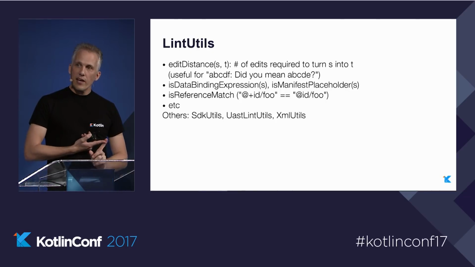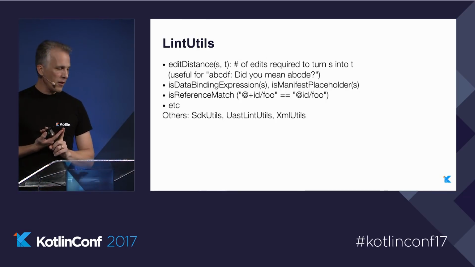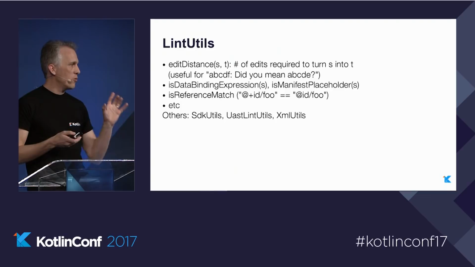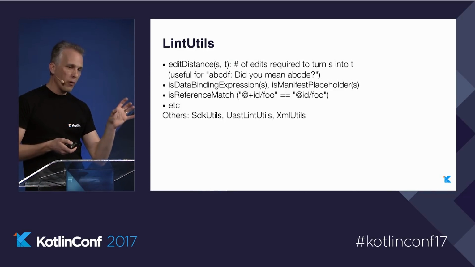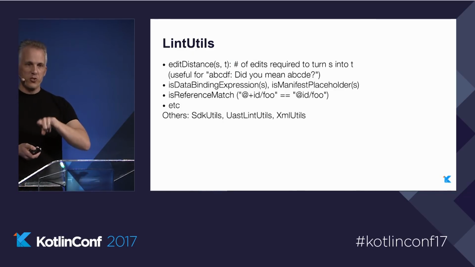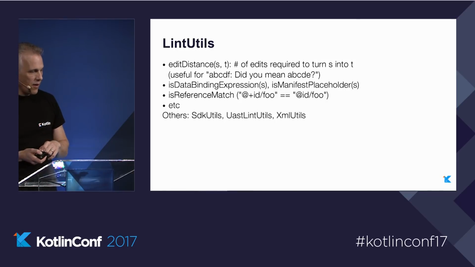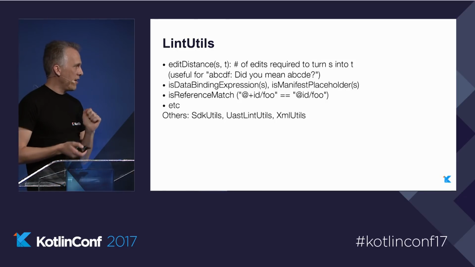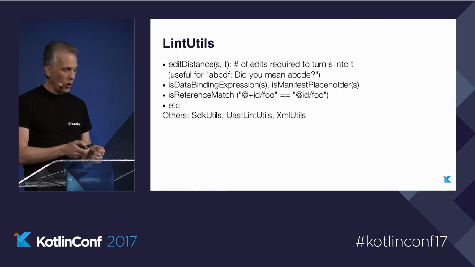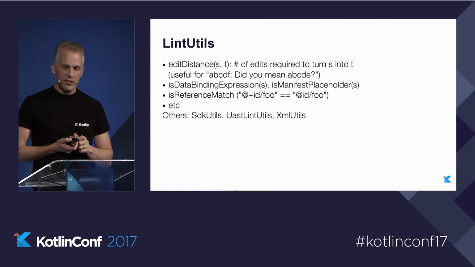There's a lint utilities class. This has an edit distance method, among other things. This makes it really easy to figure out whether there's a simple typo, right? If there's a small permutation to a string you can make to bring it to something else. There are a bunch of other utility methods. I'm not going to cover them all. It's just important to know these exist because they'll make writing your lint checks a lot easier.